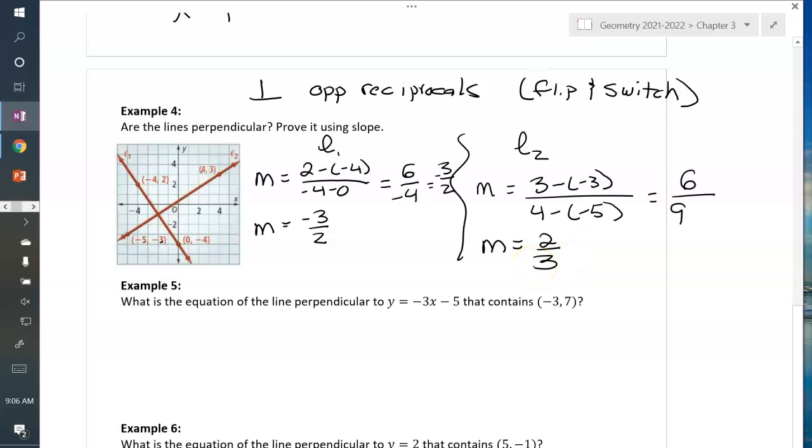So now look at your slopes. They are opposite in signs. So I have the switch. If you take 3/2, flip it over, you get 2/3. So these are opposite reciprocals. We do have a flip and switch. So yes, these are perpendicular.